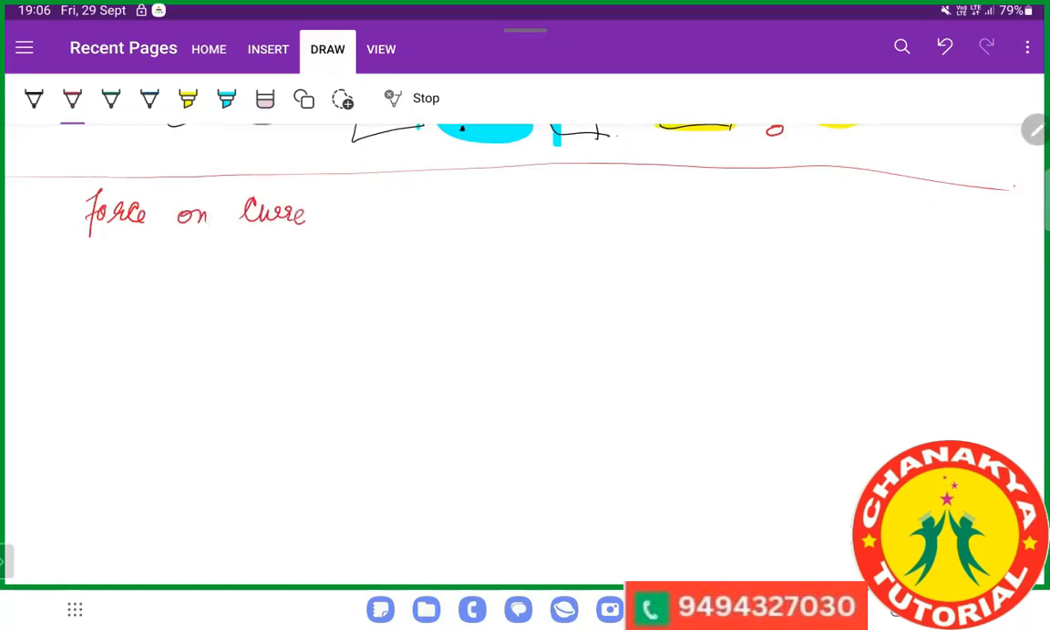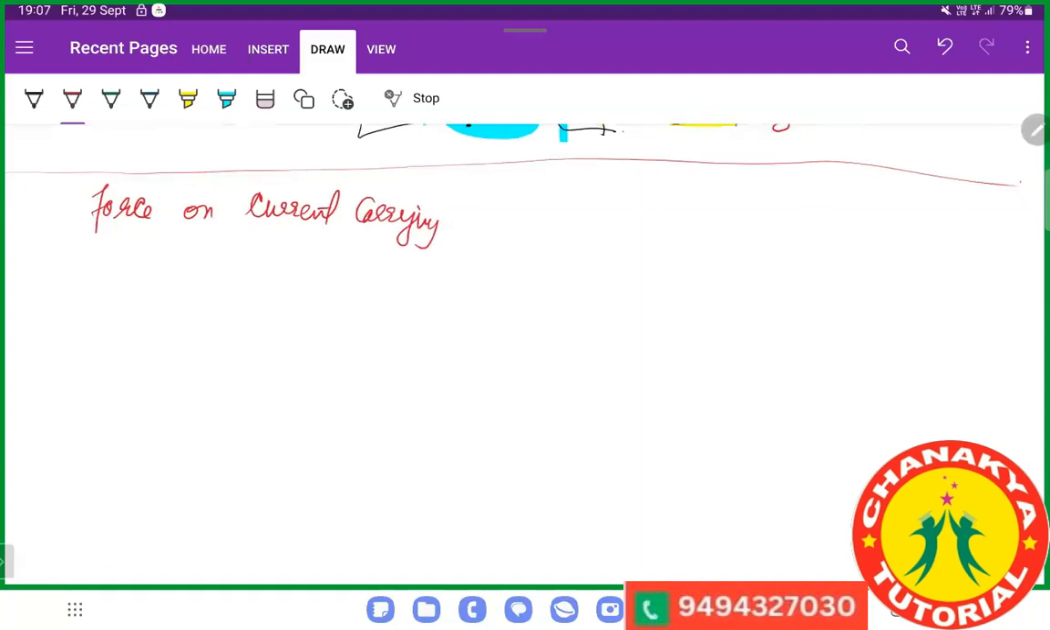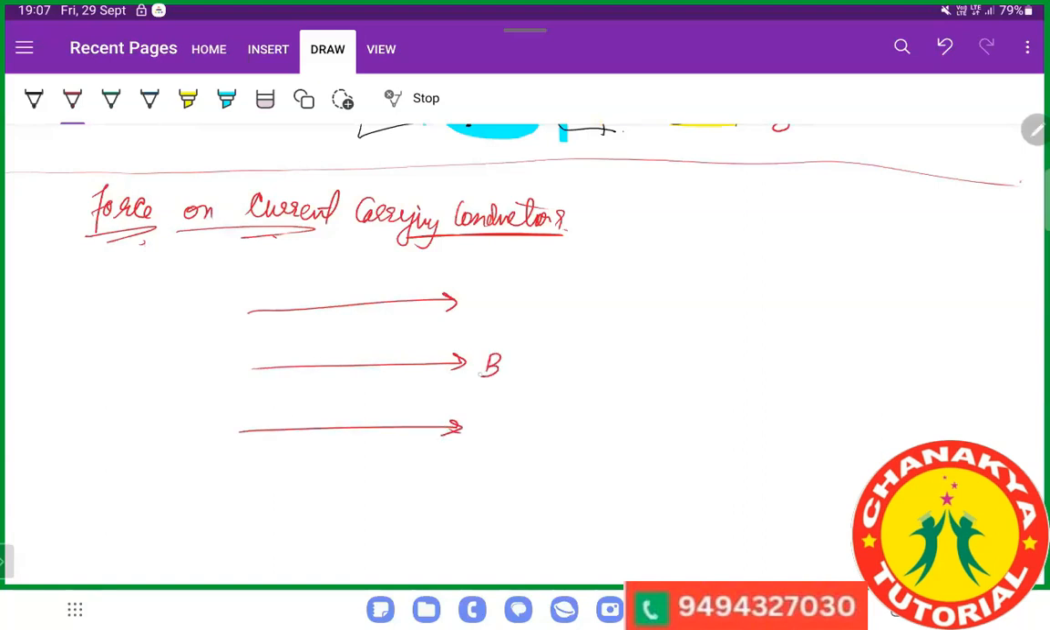Force on a current carrying conductor. In this one, there is a magnetic field in this direction. If I place a conductor in this direction, and if I place a conductor in this direction, there will be a difference in both cases. If I place a conductor in this direction, at an angle.